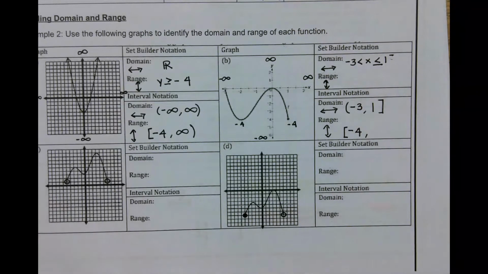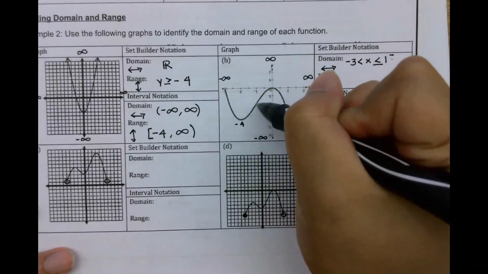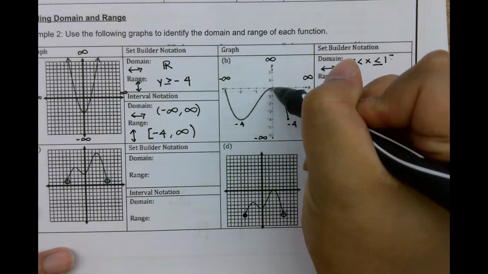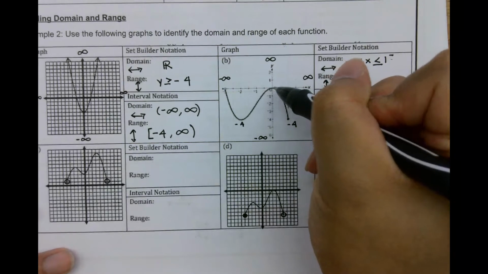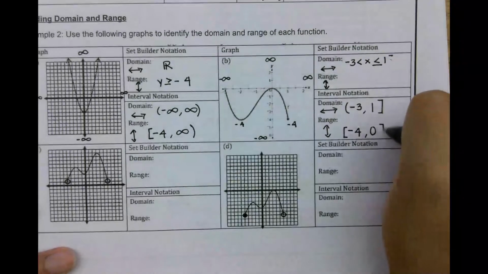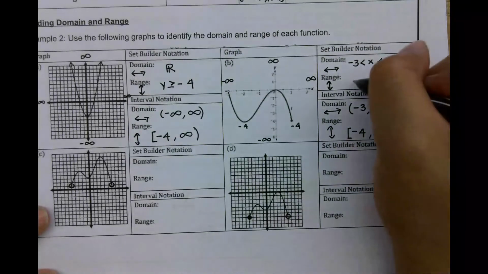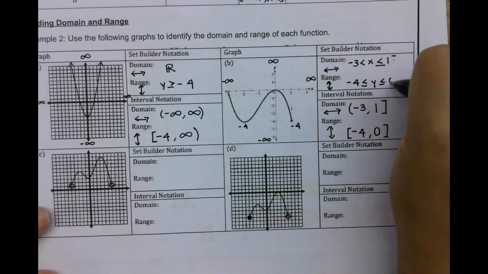Then I'm going to walk up to my higher numbers. Here I'm walking up, walking up, and I hit this point. After that, I have to walk down again. So this highest point here, the y value is 0. So the highest value I can walk is 0. It is included, so I put a bracket. So my range is -4 less than or equal to y less than or equal to 0.